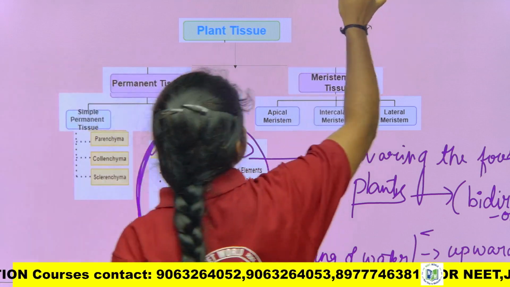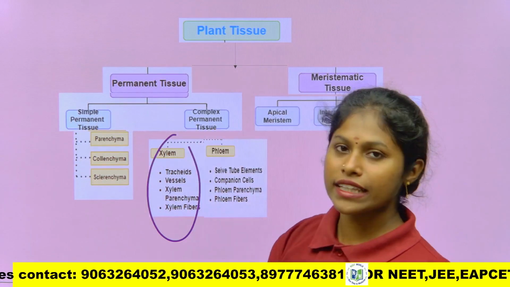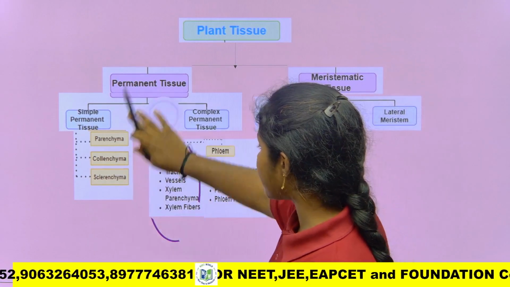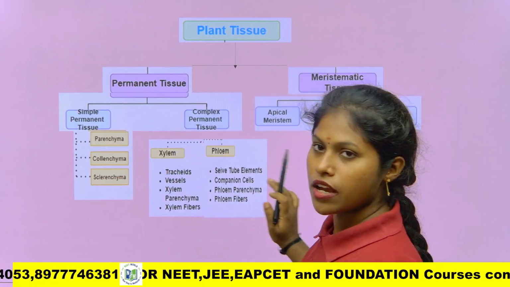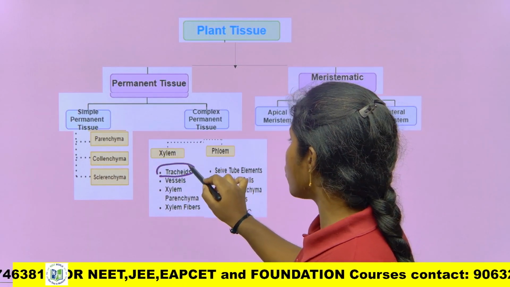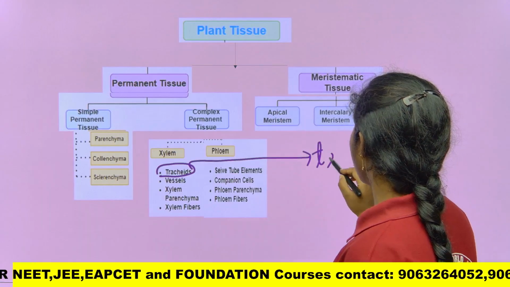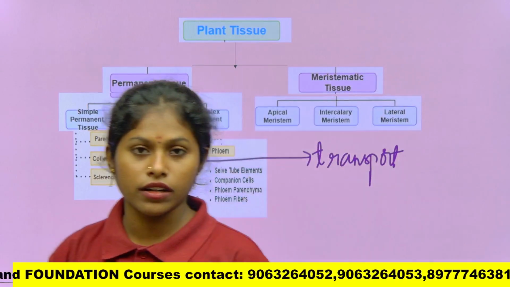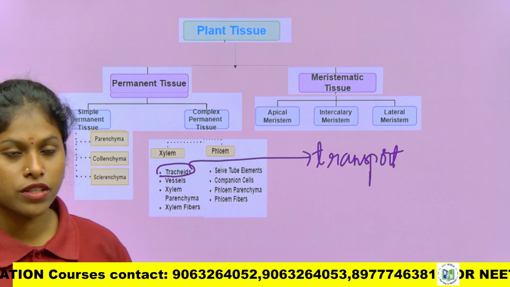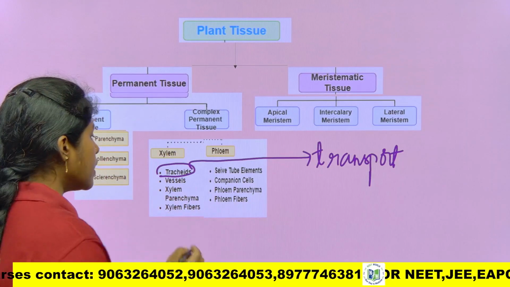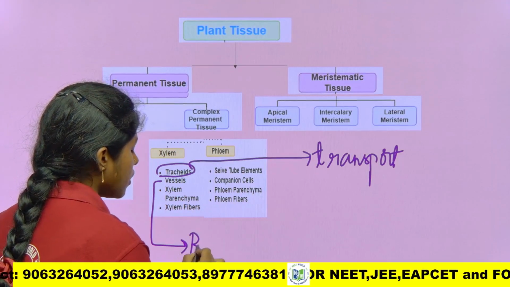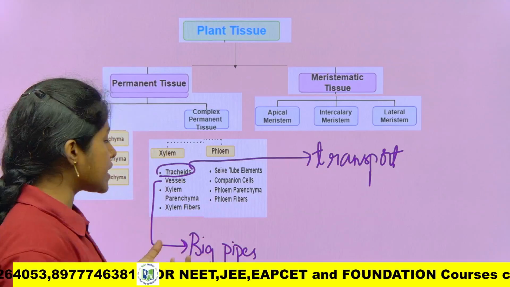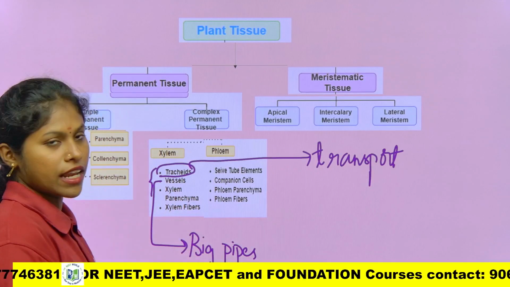So, how many kinds of xylem are there, children? There are 4 types. What are they? Tracheids, vessels, xylem parenchyma, xylem fibers, right. Here the tracheids are the tubes. For transportation, see in your house also, if you want to water the plants in the garden, what will you use? You will use tubes, right. So, tracheids are nothing but tubes, children. What are vessels? They are big pipes, bigger than the tracheids, right. We will discuss in detail about tracheids, vessels, xylem parenchyma and xylem fibers.